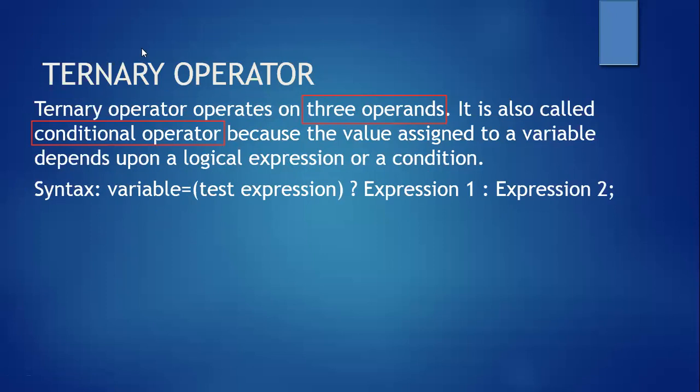What is the first thing we have? We have a variable here. Then we have is equal to, then here we have a test expression. This is our test expression. And then we have two expressions: expression 1 and expression 2.